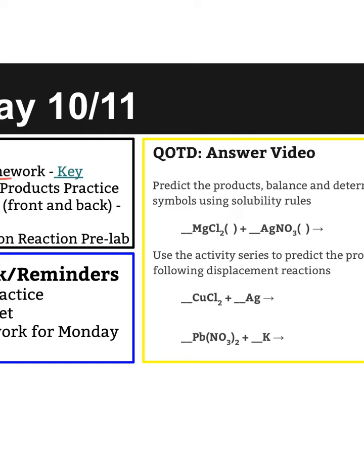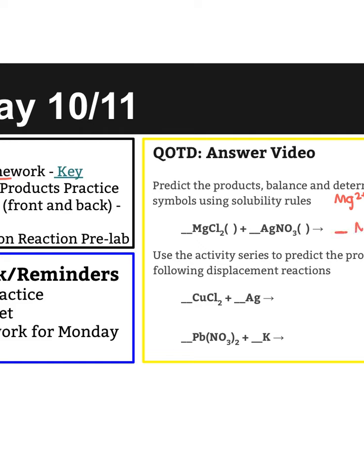Okay, so you predicted the products, and now we want to check our work. So for the first one, you were predicting products, balancing, and state symbols using solubility rules. You got a lot going on here. So I see two compounds, so double the compounds, double replacement reaction. So my magnesium is going to combine with my nitrate, and my silver is going to combine with my chloride.